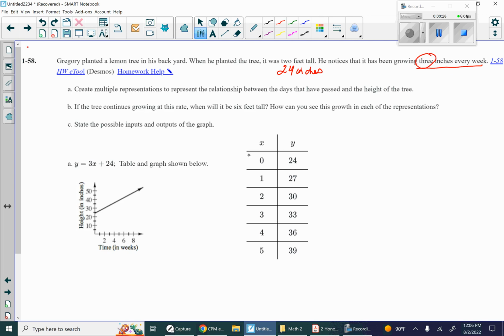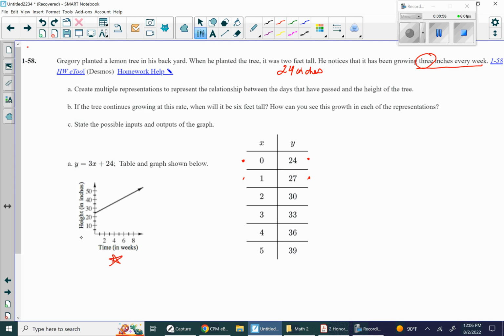If you notice, at the time it was planted, time 0, it was 24 inches tall. After 1 week has gone by, it's gone up 3 inches. So we see a constant rate of change here of 3 inches per week. Okay, so if you graph it, notice the proper graph here has an X and Y axis that is labeled with proper scale, and this tree is growing constantly. So we do have a continuous graph. This is not a discrete graph.